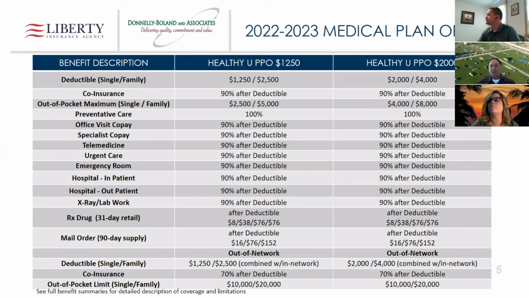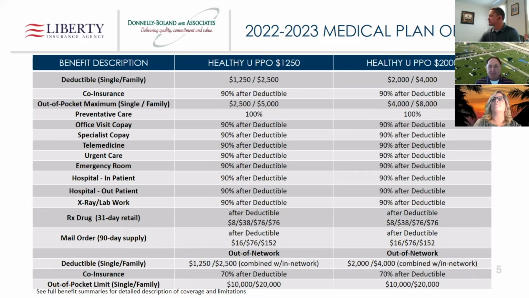All right, so let's look at the two plans here. The Healthy You PPO 1250, the Healthy You PPO 2000. As you might expect, the 1250 plan has a $1,250 deductible. The $2,000 deductible plan has a $2,000 deductible. Twice that amount for the family maximum. The plan pays 90% of eligible charges after the deductible. 90% after deductible is paid by UPMC, which means you owe 10%.